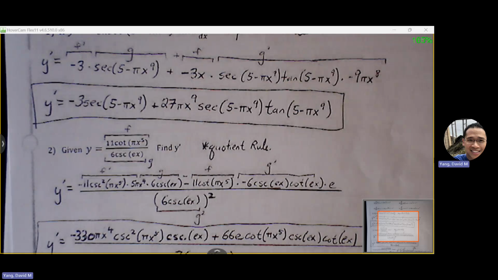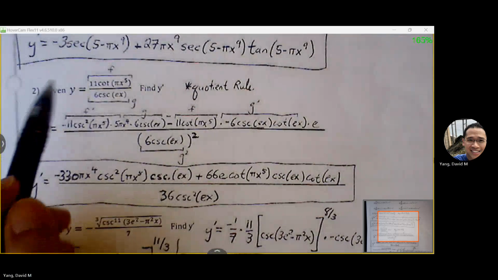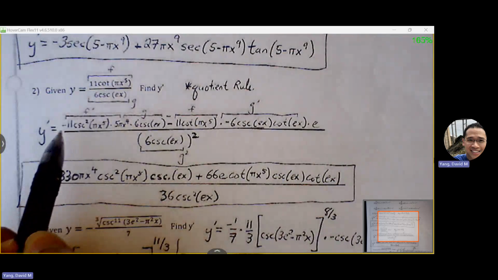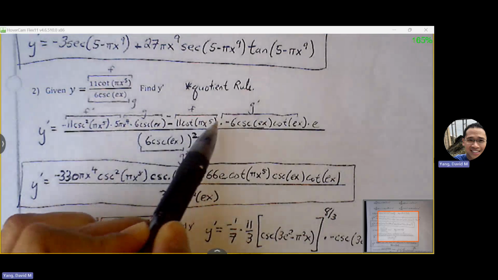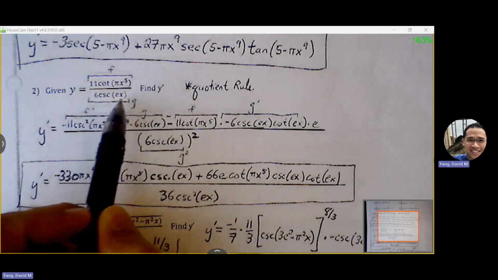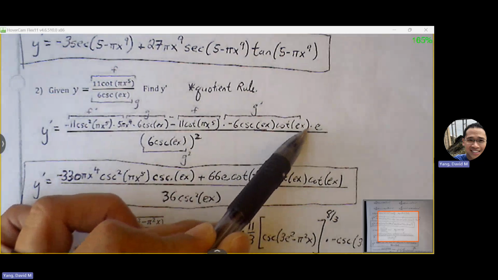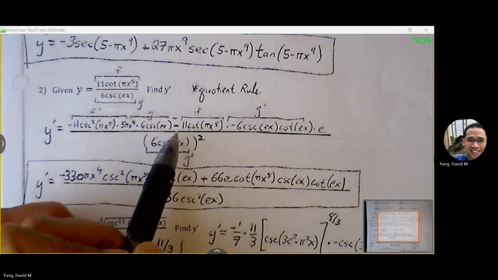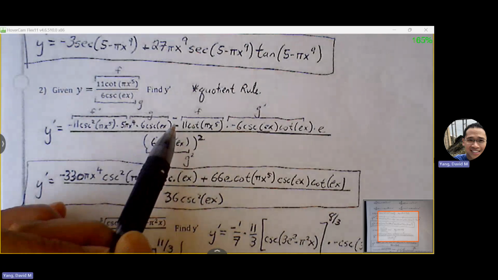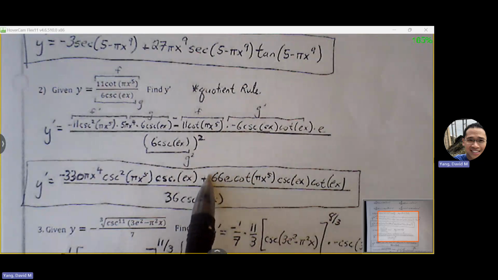Number two, quotient rule. f prime g minus f g prime all over g squared. Cotangent of u becomes negative cosecant squared u times u prime. g stays, f stays, and then g prime. Cosecant of u becomes negative cosecant u, cotangent u times u prime. And I just pull the negative 11, negative 6, and e in front of the second term here.